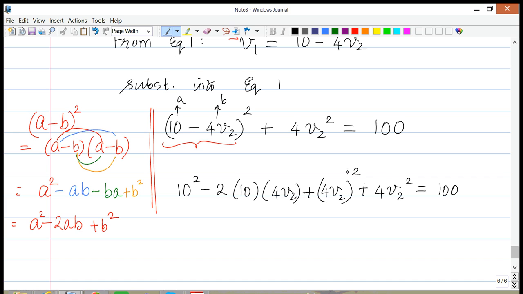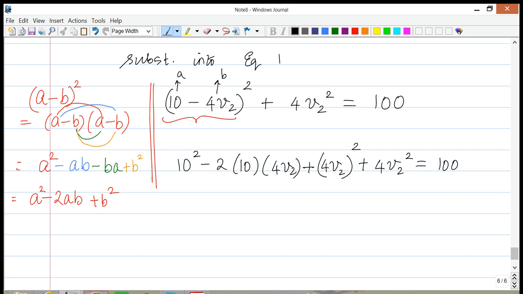If you're confused about this, at this point just stop, maybe get help from someone in the class, and make sure that you figure this out. Now I'm going to proceed. It's going to get 100 minus 2 times 10, 20, times 4 is 80.